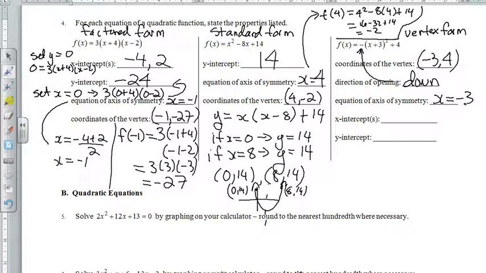X-intercepts, what do we have to do? We got to set y to 0, right? So we're going to go 0 is equal to, actually we're going to, hey, give me an eraser.